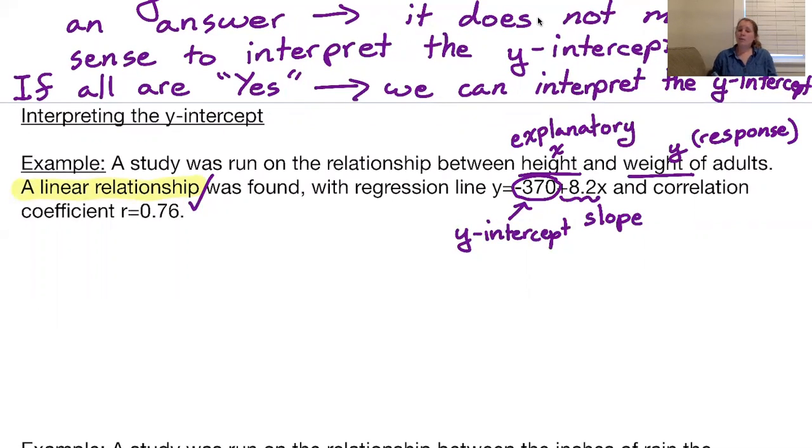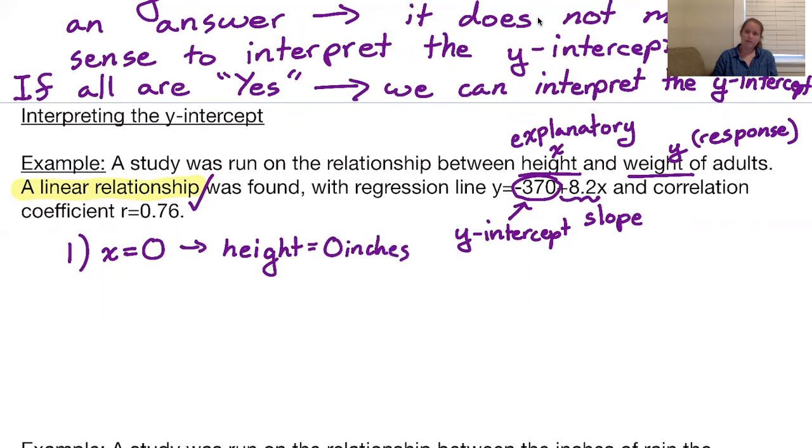If we run through our questions, question 1 was, does X equal 0 make sense? So X equals 0 would mean that the height is 0 inches. Which for an adult makes no sense.